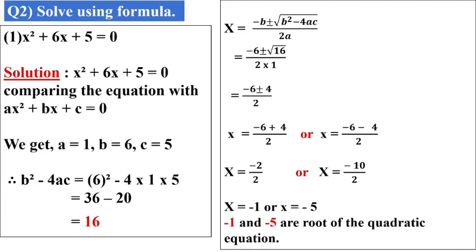Understood? What I have done: first of all I compared the equation. Then we got the values of a, b, c. After that we found the discriminant b square minus 4ac. After getting this discriminant value, I used the formula because it is given to use the formula, substituted the values and got the roots of the equation. In the same way we'll solve the second one.